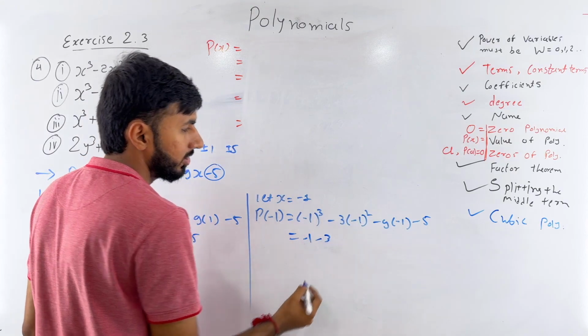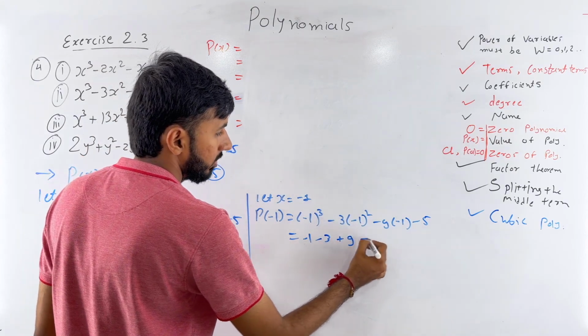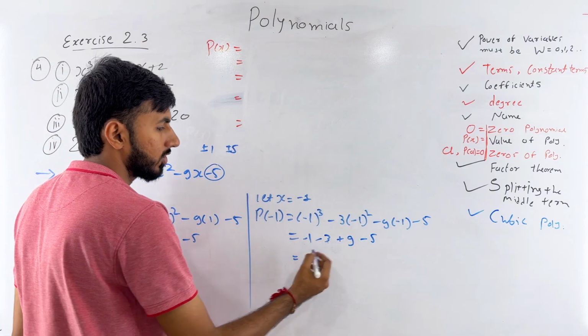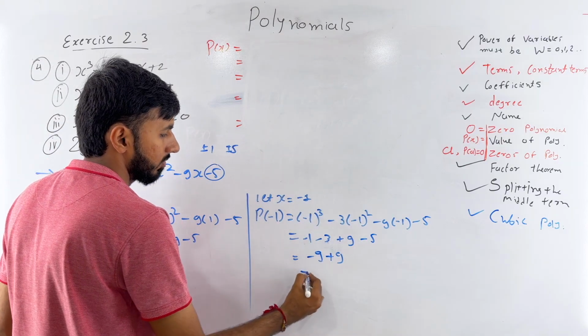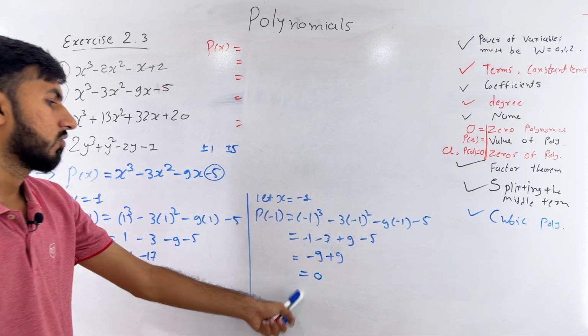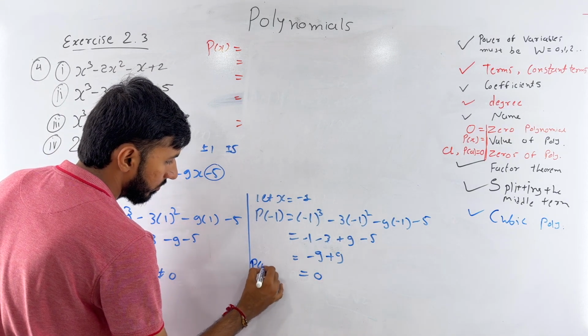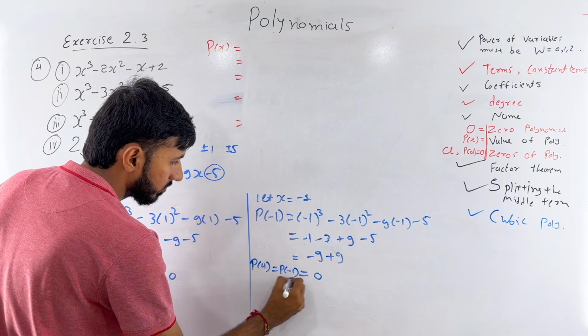Again I have minus 3 here. Now I have to write plus 1 here and minus 5 here. So minus 3 minus 1 minus 4, minus 5 minus 9, plus 9. My answer will be 0. So once you get 0, you can say that here I have p of a is equal to p of minus 1 is equal to 0.